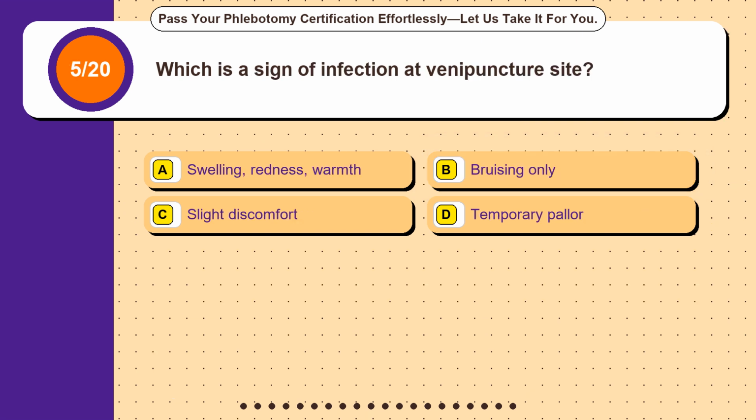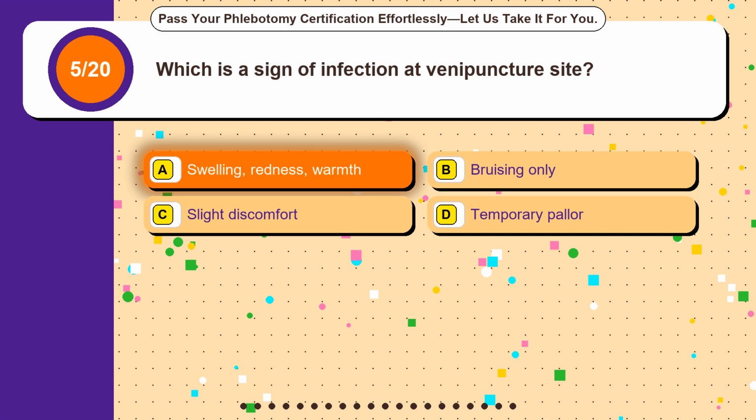Question 5. Which is a sign of infection at venipuncture site? Option A, swelling, redness, warmth. Option B, bruising only. Option C, slight discomfort. Option D, temporary pallor. The correct answer is option A, swelling, redness, warmth.